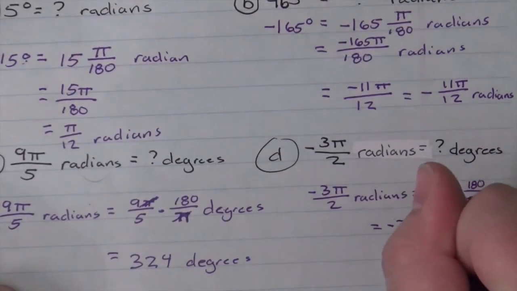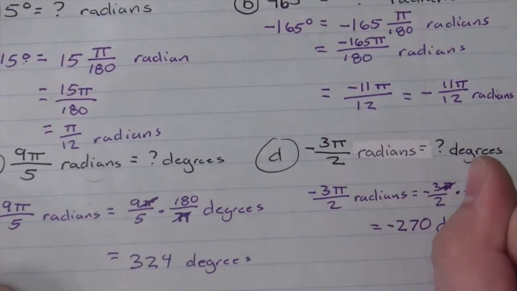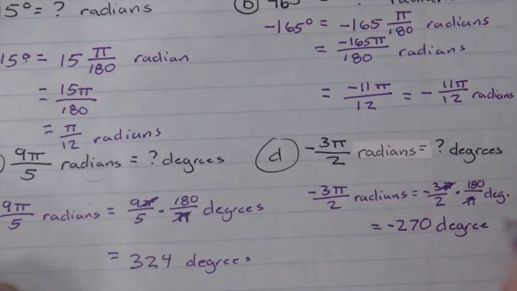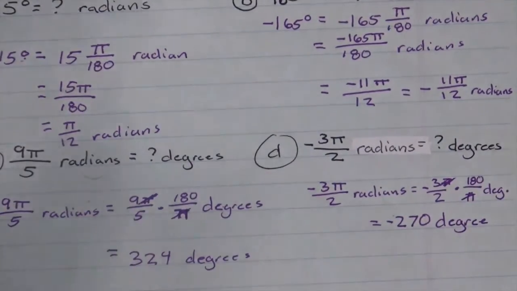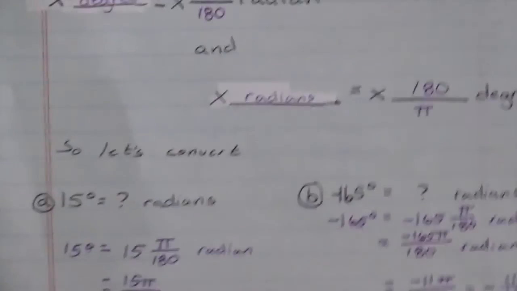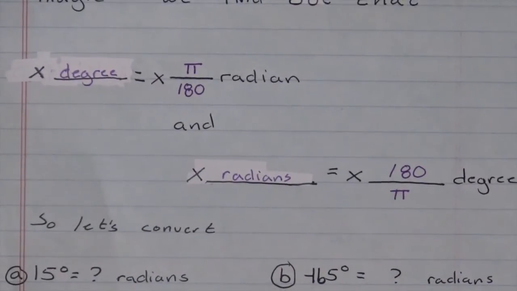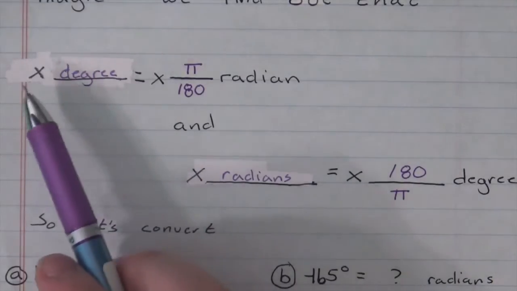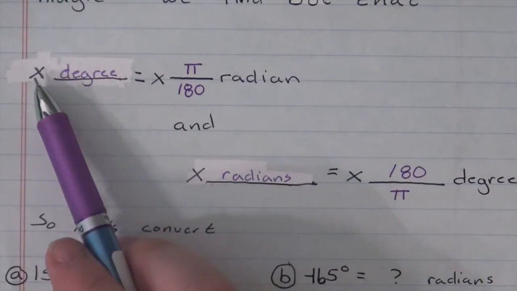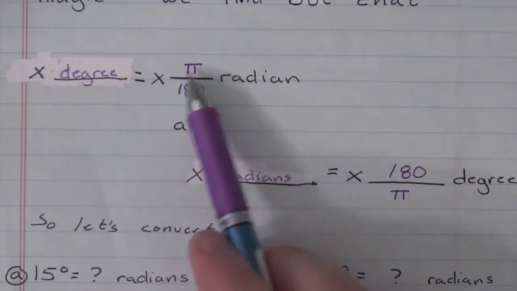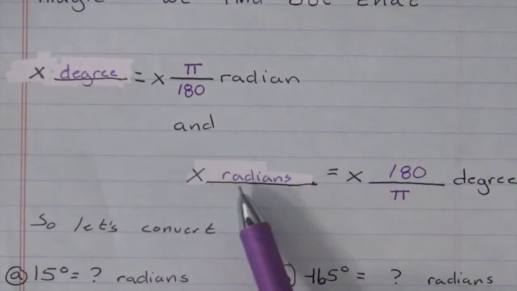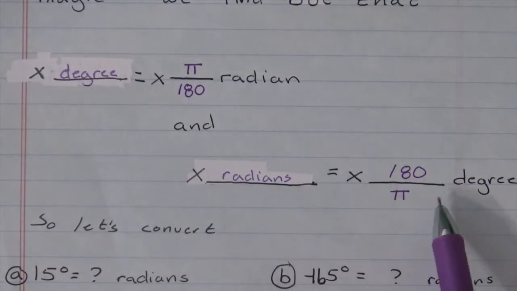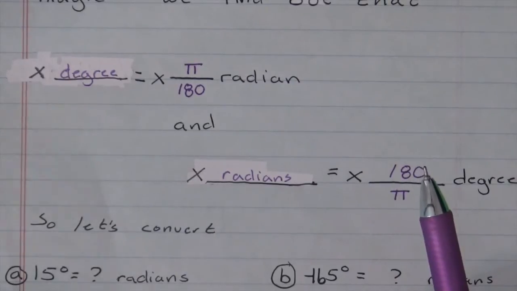Negative 270 degrees. So basically, when we're converting, if we could just remember this basic idea, and this is probably a Mr. Lewis equation that we've come up with: if we know the amount of degrees, we just plug in whatever the degrees is in this form of our equation. And if we know however many radians, we just plug it into this equation. Alright, so let's move on.